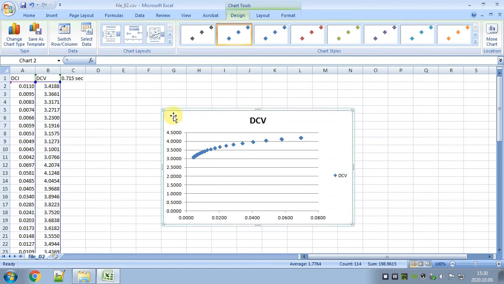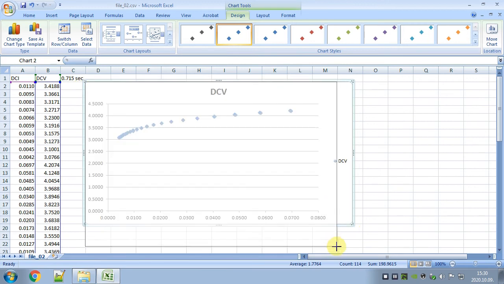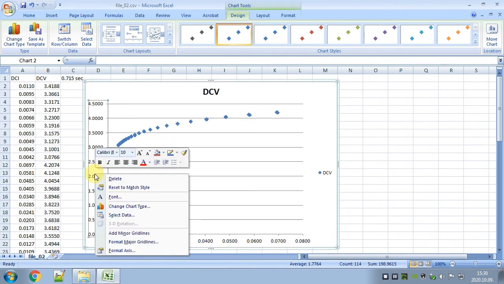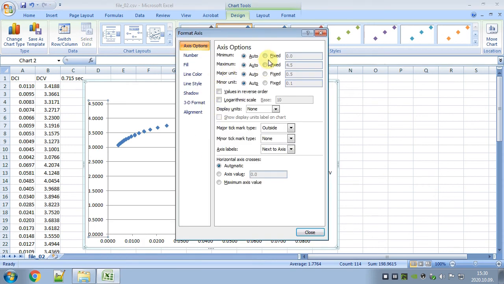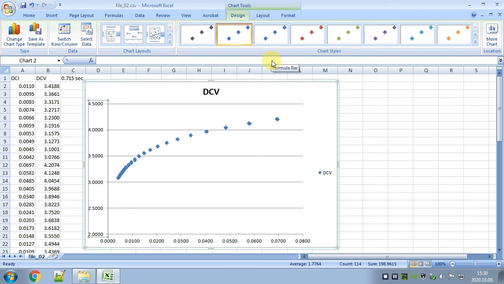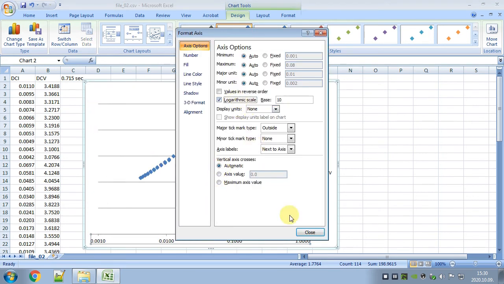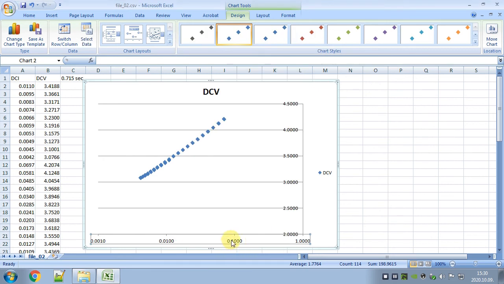A scatter graph type can be used that shows voltage and current on the X and Y axis. The X-axis with current values can be changed to a logarithmic scale.